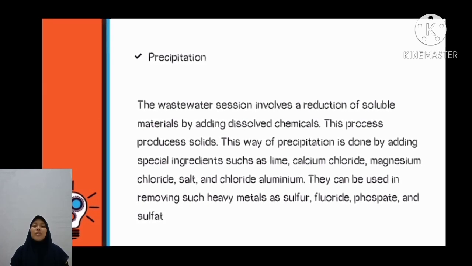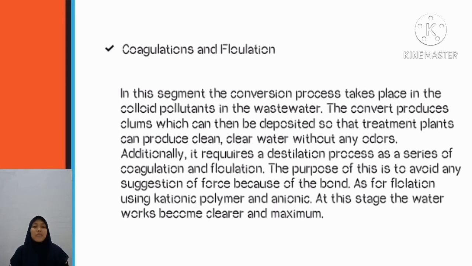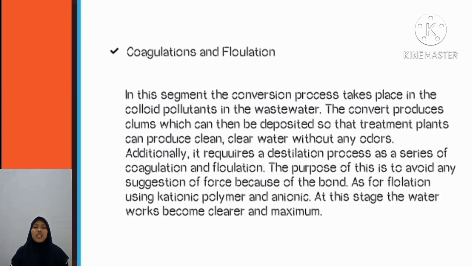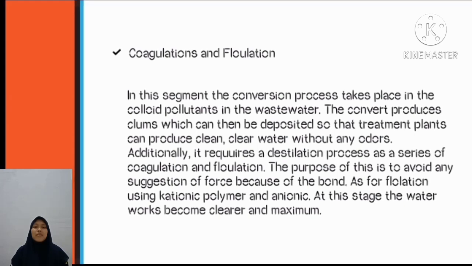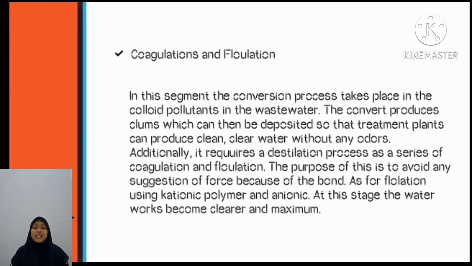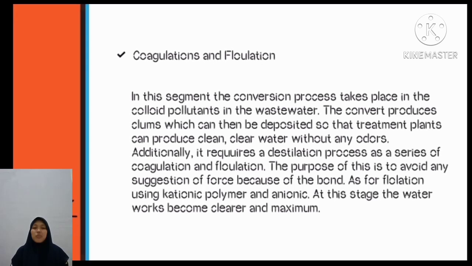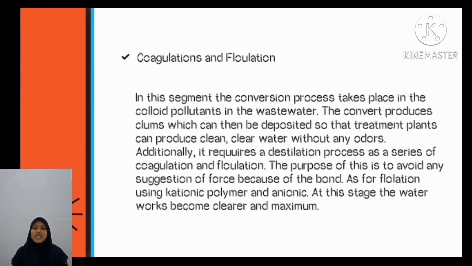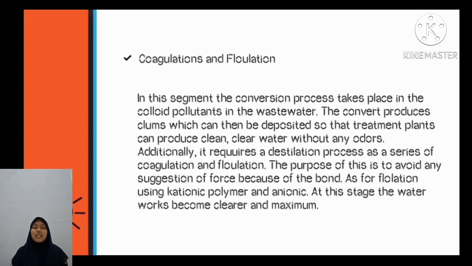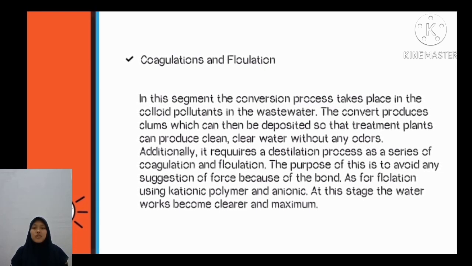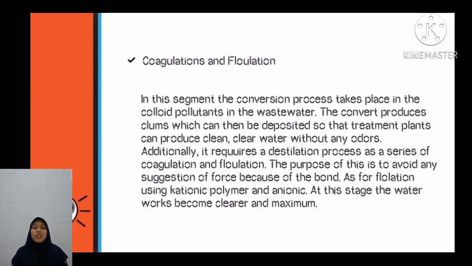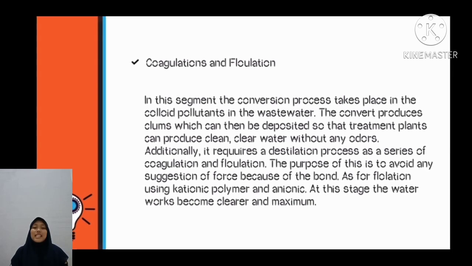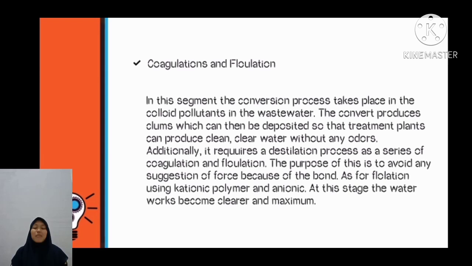The third stage is coagulation and flocculation. In this stage, the conversion process takes place on the colloid pollution in the wastewater. The converted products can then be deposited so that the treatment plant can produce clear water without any odor. Additionally, it requires a desalination process as part of the series of coagulation and flocculation. The purpose of this is to avoid any repulsion force because of the bond. As for flocculation using cationic and anionic polymers, at this stage the water becomes clearer.